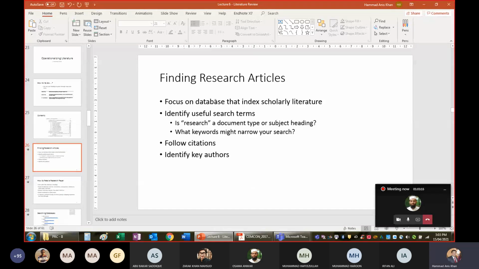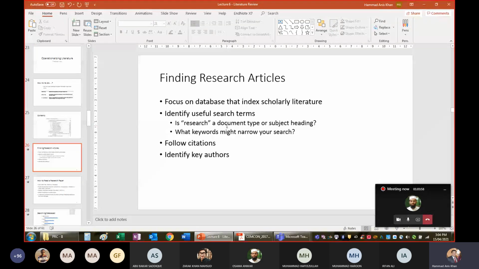So focus on the databases that index scholarly literature. There are different databases available which actually give you the literature. Identify the useful search terms in research, a document type or the subject heading. Using keywords might narrow your research. So there are different techniques when you are doing a literature review or searching the literature, and I will explain it in detail in the second part of today's lecture, that you can use multiple techniques.